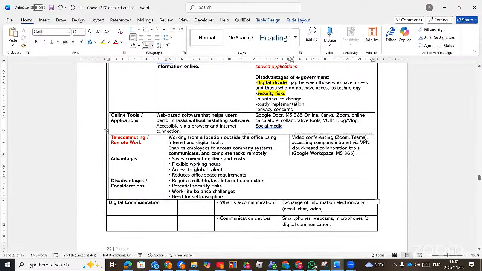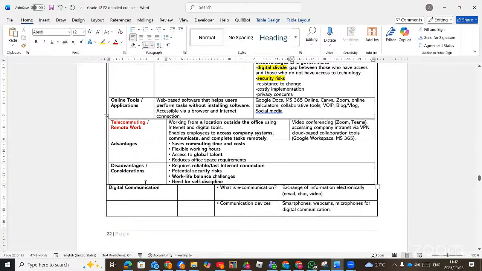Now, the advantages are that they save commuting time and cost. Instead of going to the workplace, it will save you time and also cost. Then flexible working hours, access to global talent and others, and reduced office space requirements. Disadvantages: they require reliable, fast internet connectivity, and also there is security risk, and even the digital divide. Let's say where you are staying, there's a problem with the network connectivity. That can also affect telecommuting.